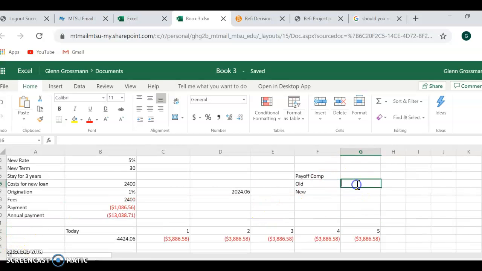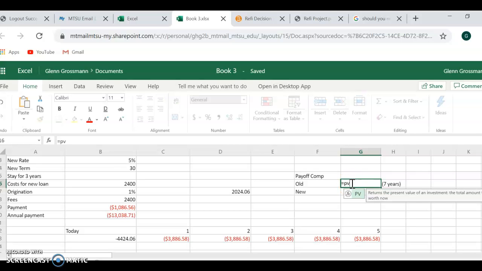Okay, so our old was going to be 7 years because we know that they're moving in 3 years at our present day. And now the new is 4 years. And then, okay, so what we'll do here, as you can see, I've got the 7 and the 4 over to the side. And for our old, the way we'll calculate this is doing equals present value function.